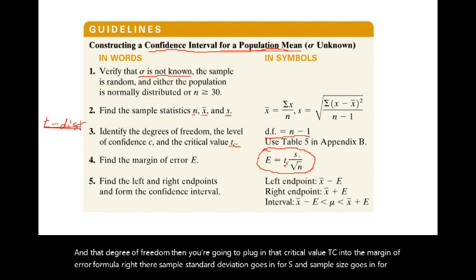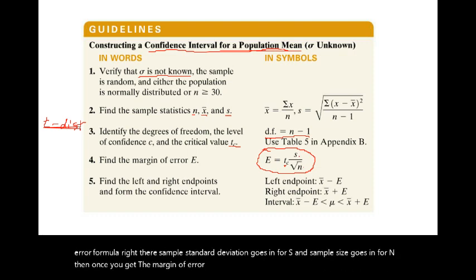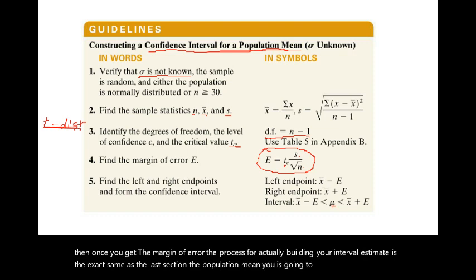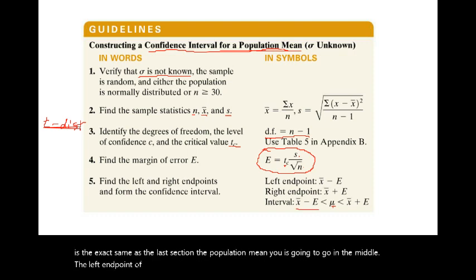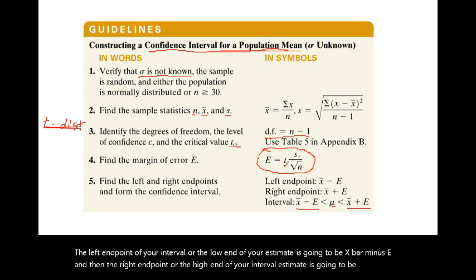Then once you get the margin of error, the process for building your interval estimate is the exact same as the last section. The population mean mu is going to go in the middle. The left endpoint of your interval, or the low end of your estimate, is going to be x bar minus e. And the right endpoint, or the high end of your interval estimate, is going to be x bar plus e.